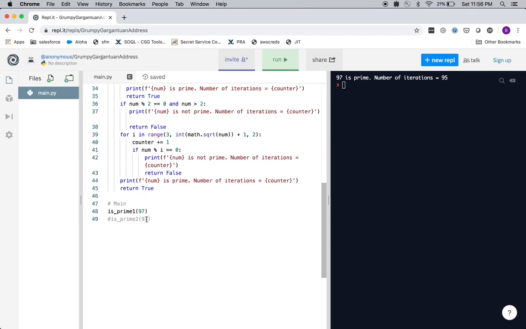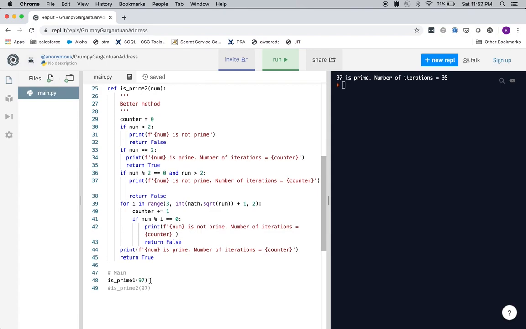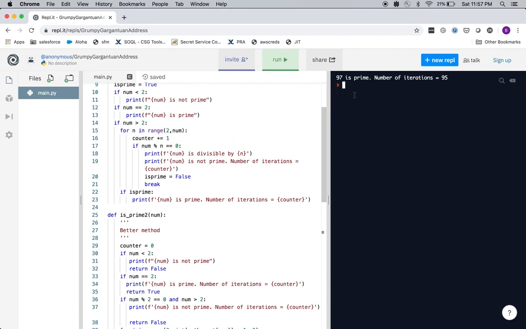Now I'm calling that function and passing in the input 97 as parameter, and I want to check if 97 is a prime number. Yes, 97 is a prime number, I know that, but I just want to see if my program works. So I'm going to run it, and it says 97 is prime, the number of iterations is 95. So it takes about as many iterations as the number that I pass in.